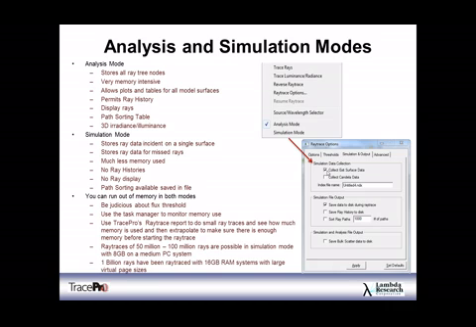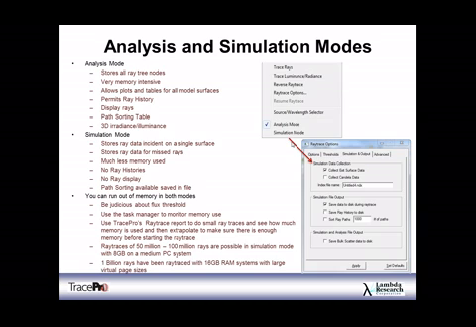Analysis mode stores all ray tree nodes, is very memory intensive, allows plots and tables for all model surfaces, and permits ray history, display of rays, path sorting, and 3D irradiance. The simulation mode stores ray data incident on a single surface or multiple surfaces that you specified as exit surfaces. Stores ray data for missed rays. It uses a lot less memory. There are no ray histories, no ray display. Path sorting is available only in a file. And you have complete control of this.